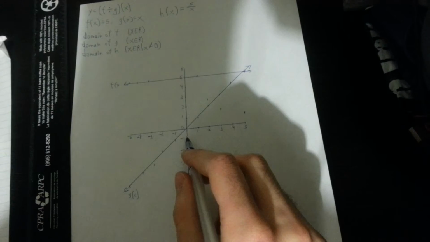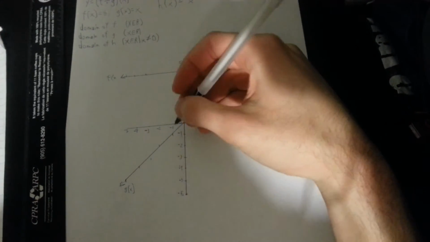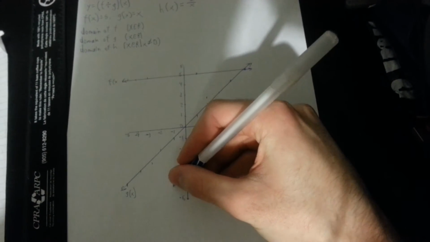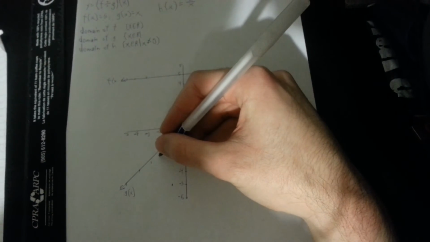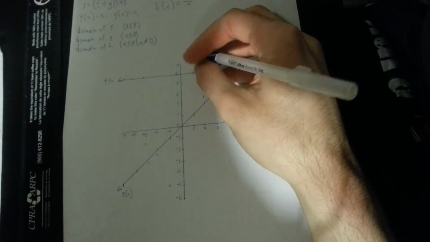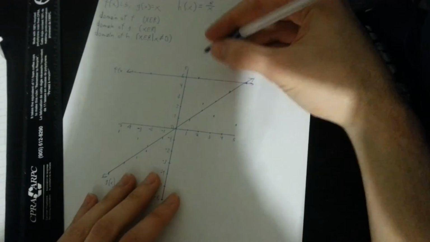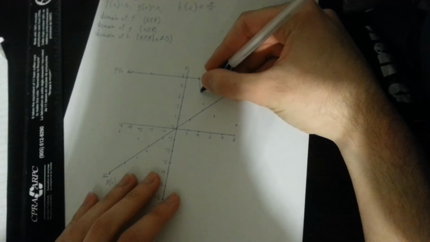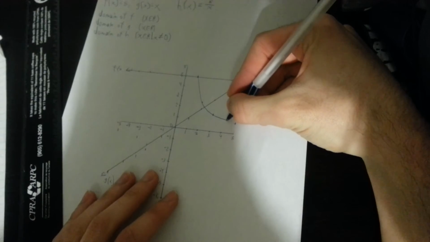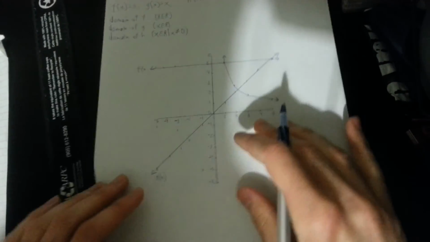And the same thing with the negatives. 5 over negative 1 is still going to be negative 5. Negative 2, negative 2.5. Negative 3, around negative 1.5. And of course, 5 over negative 5 is going to be negative 1. So for h of x, we're just going to do a line nice like this. Just connect the points, with little arrows to show that this graph is not stopping.